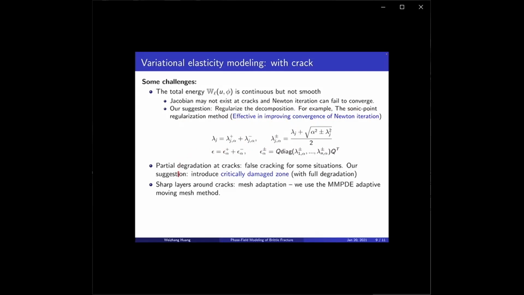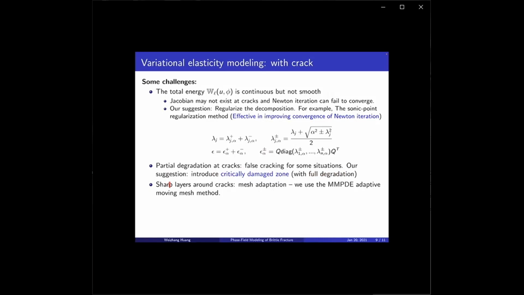So another problem is coming from the partial degradation at cracks. The force cracking too for some situation, because there's some still force level at the crack. So we propose to introduce the critical damage zone. Now we have 3 zones. One is undamaged zone, another one is partial damage zone, another one is fully or critically damaged zone. For this critical damage zone, then we use a full degradation. So total can take out all the stress.